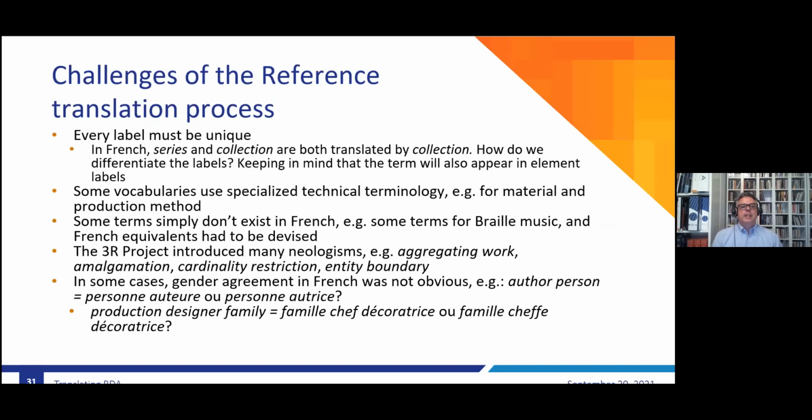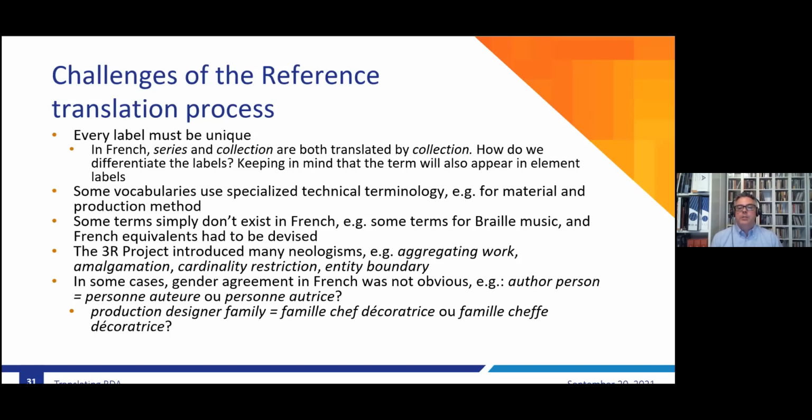So producing a translation that is both accurate and idiomatic presents its challenges, of course. In the case of RDA reference, there is a rule that each label be unique, and that presents an additional difficulty that Rania talked about, because the target language does not always have enough synonyms or enough terms to meet that requirement. And here I give an example in French, where series and collection are both translated idiomatically by collection. So how do we differentiate the labels when no exact synonyms are available?